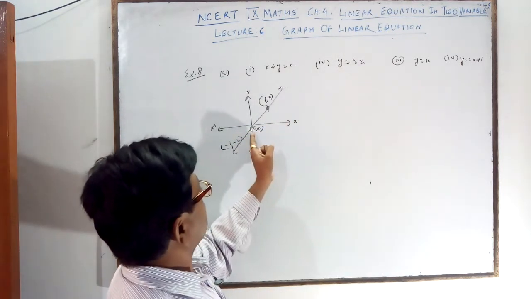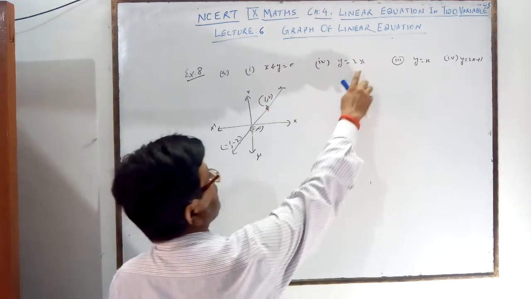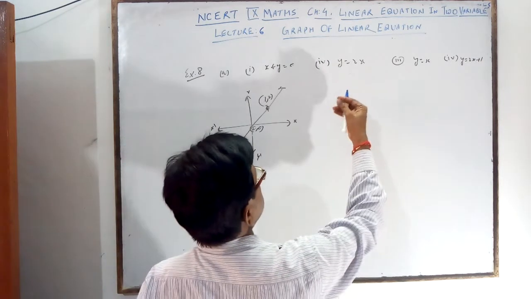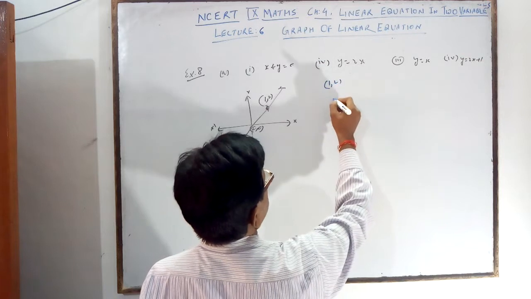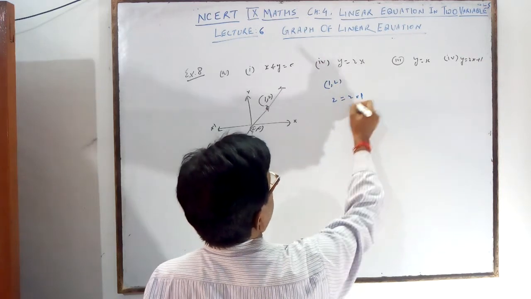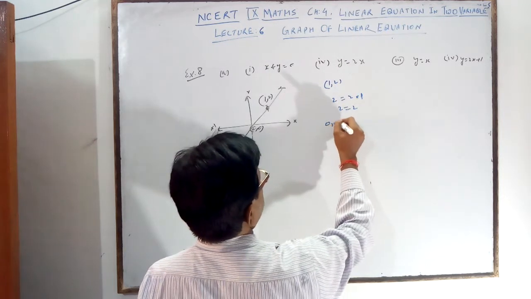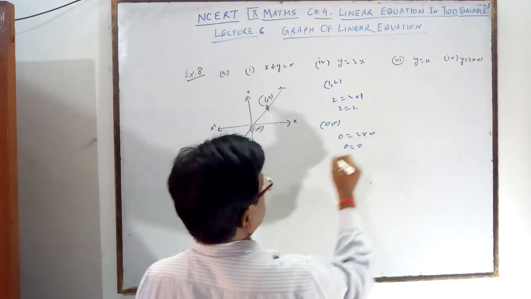Then 0 into 2 is 0. Third one, minus 1. At the place of x you write minus 1, your result is minus. It is true for, like this you will get for 1 comma 2, 2 is equal to 2 into 1, 2 is equal to 2. For 0 comma 0, you will get 0 is equal to 2 into 0, 0 is equal to 0.